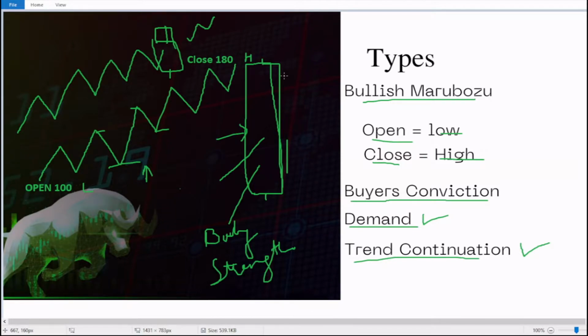How do you trade a candle? We will look into it in the coming classes, but for now we will only concentrate on understanding the logic of these candles.